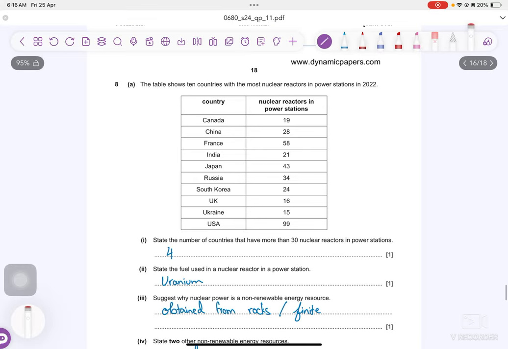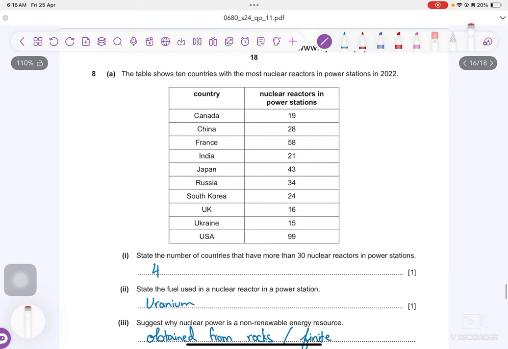The table shows 10 countries with the most nuclear reactors and power stations in 2022. State the number of countries that have more than 30 nuclear reactors. There are 4 countries, okay? 4 countries got more than 30. Okay? We got this one, we got this one, we got this one, and we got this one.